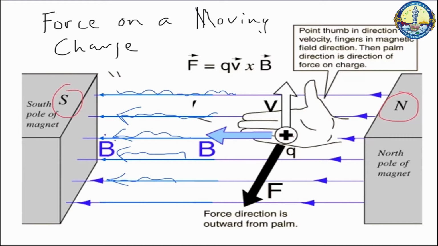Definition of Tesla. The strength of the magnetic field is 1 Tesla if a unit charge moving in it with unit velocity experiences a unit force. That is, 1 Tesla is equal to 1 N divided by C m per s, where N is the Newton and C is the Coulomb. That is equal to 1 N divided by A m, that is equal to 1 N A to the power minus 1 m to the power minus 1.